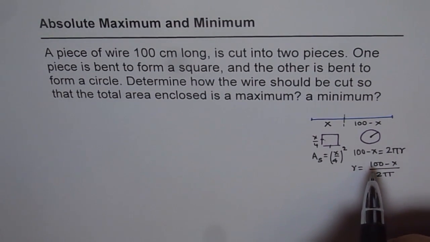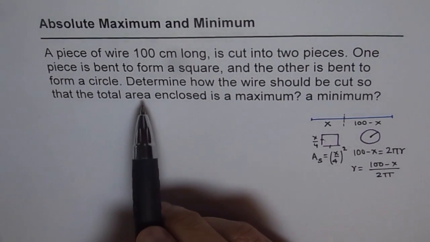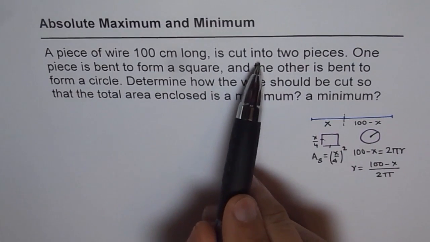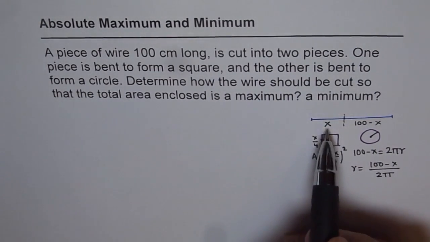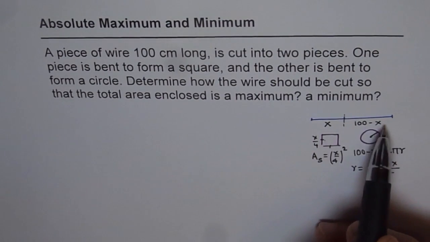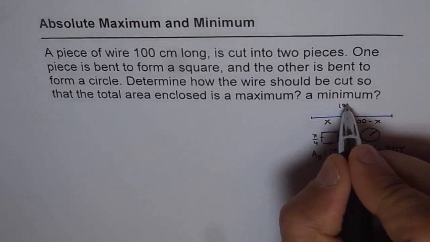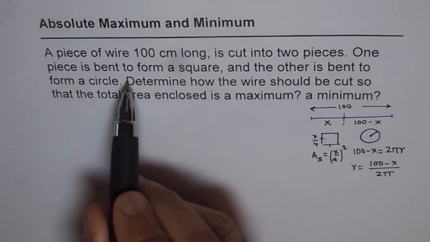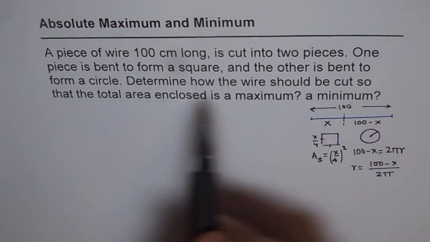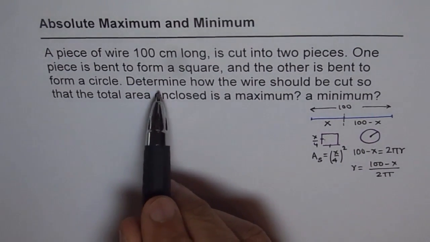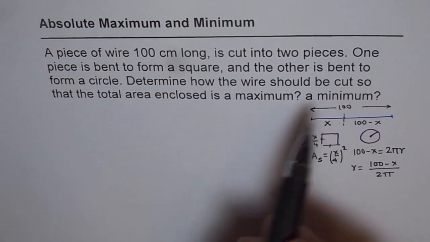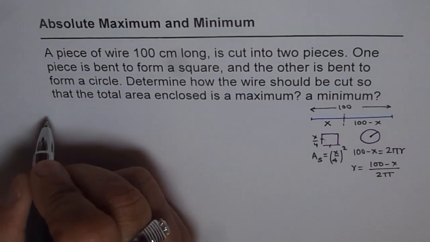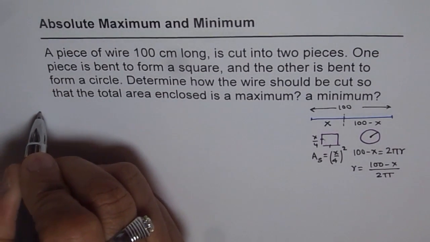Now let's go back to the question. What do we need to find? It says a piece of wire 100 centimeter long is cut into two pieces. So here we have two pieces. Length of one piece is x, the other one is 100 minus x, since the total length is 100 for us. One piece is bent to form a square and the other is bent to form a circle. Determine how the wire should be cut so that the total area enclosed is a maximum, right? So what is the total area? So let's say total area is A, right?